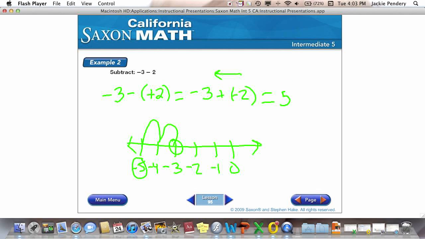Now notice, in the last two examples, I have turned a subtraction problem into an addition problem by finding the opposite. I recommend that you do the same. It makes it a little bit easier if you're always thinking about adding a negative rather than subtracting a positive. You just move to the left when you add a negative. Okay, example 3.